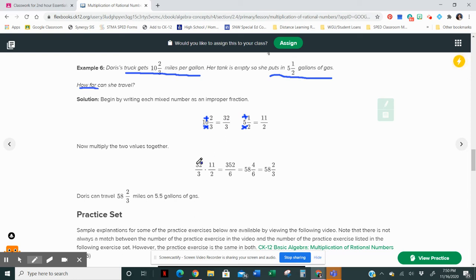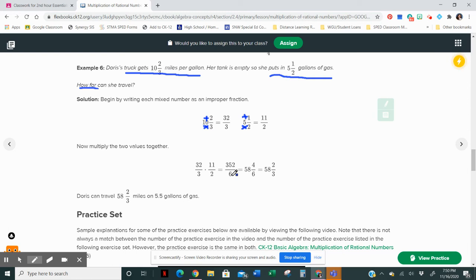So what I'm going to do to find out how far she can travel on that gas is take the amount of mileage per gallon of gas that her truck gets. I'm going to take that 32/3 and multiply it by 11 halves, and that's going to equal 352 over 6. Well, this can be reduced, and it's going to take me a while to figure out how many 6s go in there. So I would start by doing some large estimations.